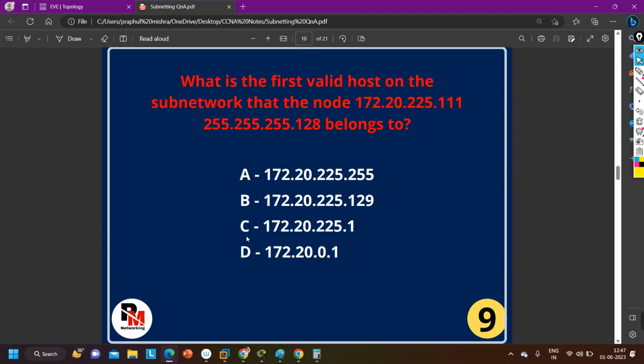That's true. In the OSI model, if I talk about the port number of Telnet, can anyone tell me what is the port number of Telnet?